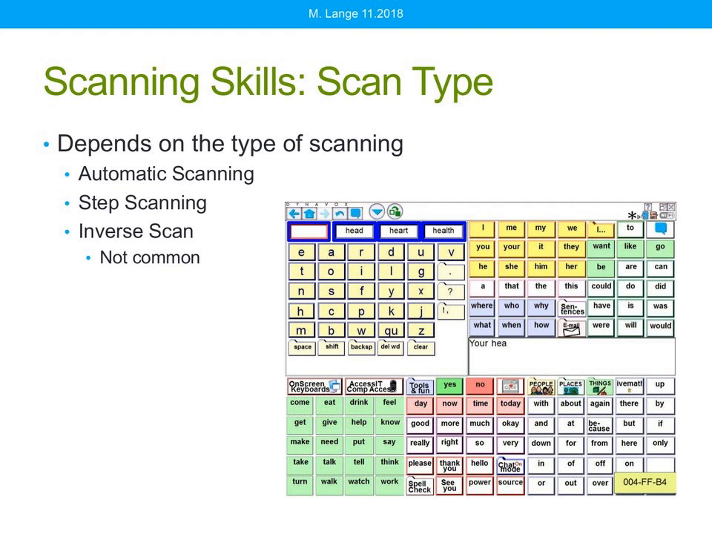Our most common scanning strategies include automatic scanning, step scanning, and inverse scan, though inverse scan is not as common as it used to be. So if we have decided that of all the various access methods for, let's say, a communication device, direct, eye gaze, mouse, we've decided on switch scanning, we now have more decisions to make than just that we've chosen to use a switch. What type of switch, where we're putting it, we now have to decide how this person is going to scan through all of this information.